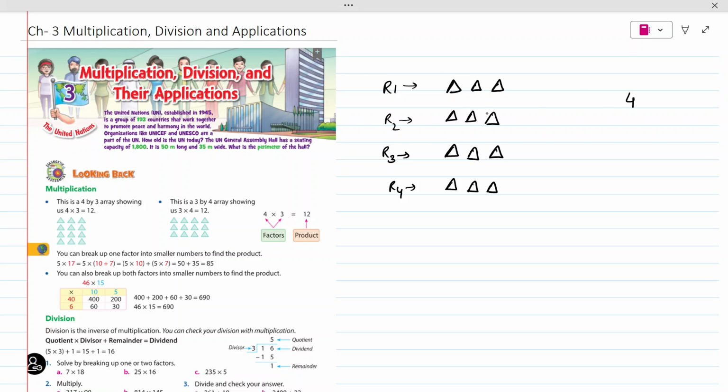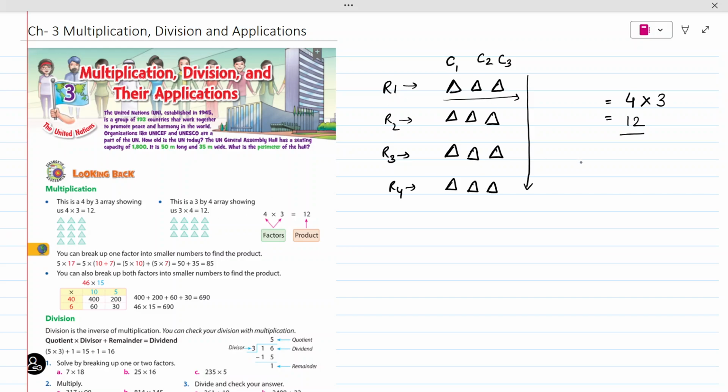So I can write 4 instead of these. And then we have first column, second column and third column. These verticals are the columns and these horizontals are the rows. And we have 3 columns here. So we have denoted 4 by 3 in the form of an array. So 4 multiplied by 3 will give us 12, right? If you count all these triangles, they are 12 in number. We have just represented the multiplication in the form of an array.